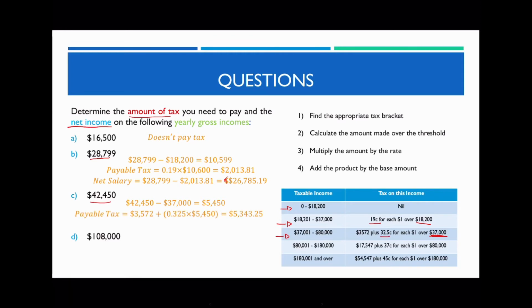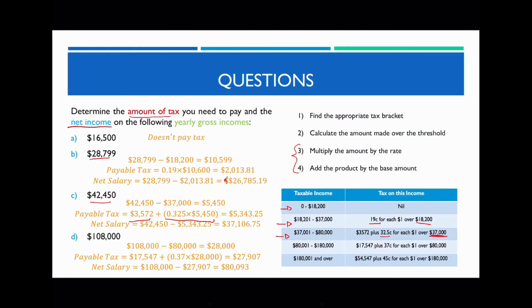And once you do that, then you add it to the base amount. So I've just done steps 3 and 4 in one single step over here. As you can see, that's where I multiplied it, and this is where I added. I'm using brackets just to show you, since I don't actually have enough space. So if you do this, you should get an answer of $5,343.25, and therefore to calculate the net salary in this case, just subtract the values. Your answer should therefore be $37,106.75. Last question over here, if you do the exact same thing, you should get this as your answer. Hopefully you got the answers correct.